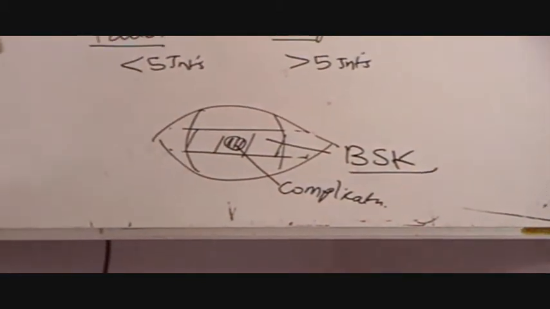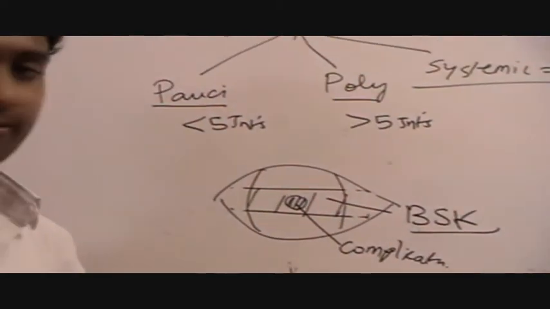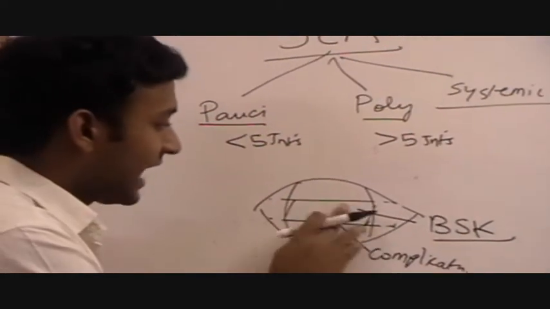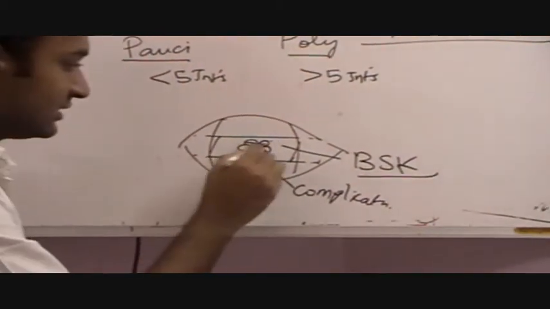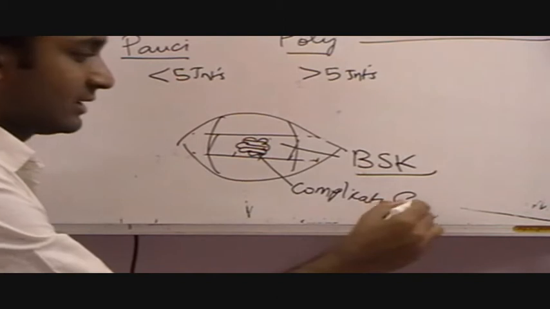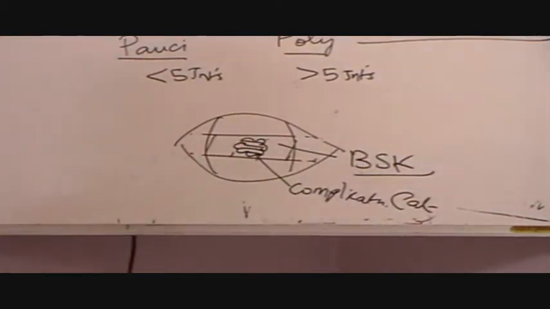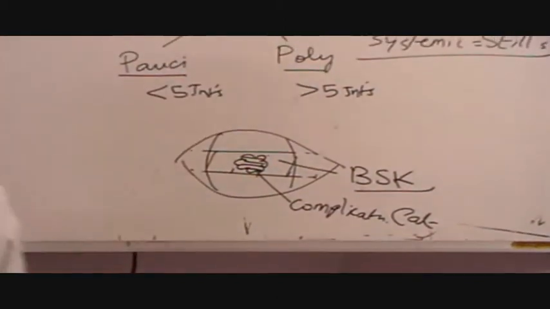This condition, along with posterior synechiae, also will be there. So the cataract is going to look like this. There is this festooned pupil because of the posterior synechiae. There is going to be complicated cataract. If this picture is given, the diagnosis is JCA.